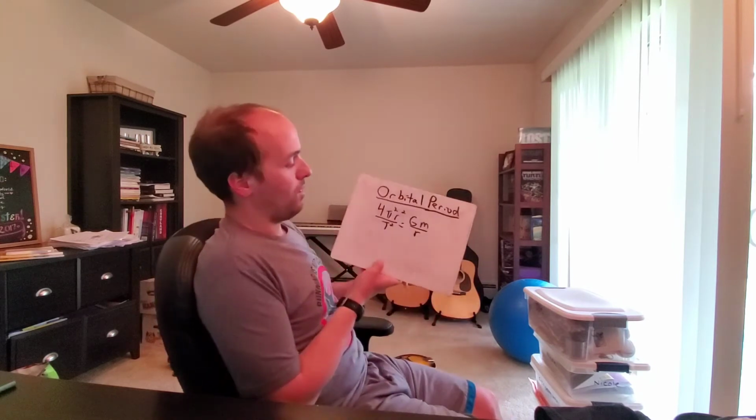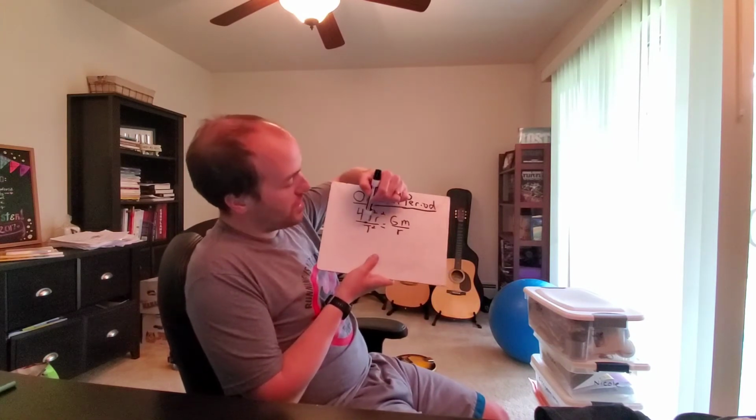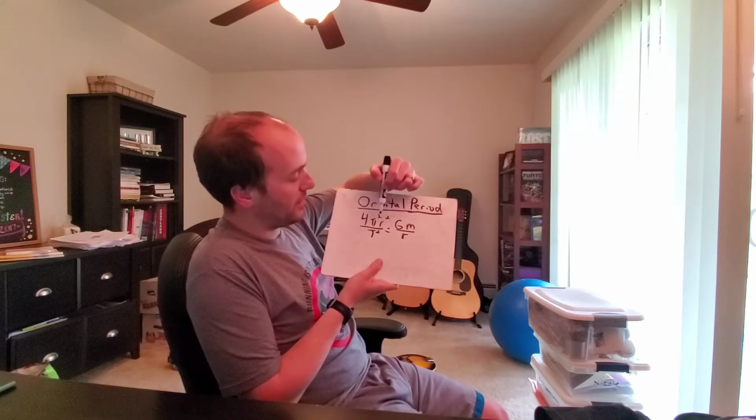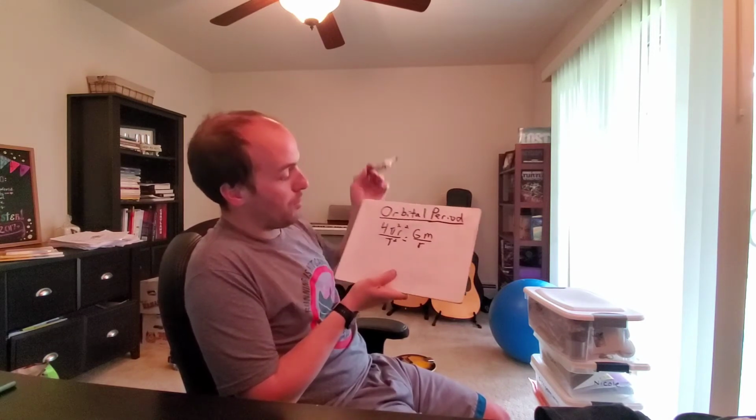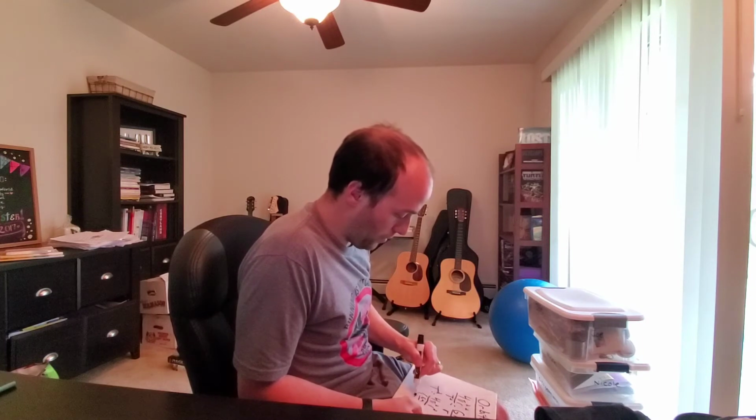Okay, now I'm going to erase and rewrite. That way again I have a little bit more space. 4 pi squared r squared over period squared equals G, mass of the object being orbited, times r. I'm solving for T, so I'll multiply both sides by T and then divide by GM over r. So I'll end up with T squared equals 4 pi squared r squared divided by GM over r.